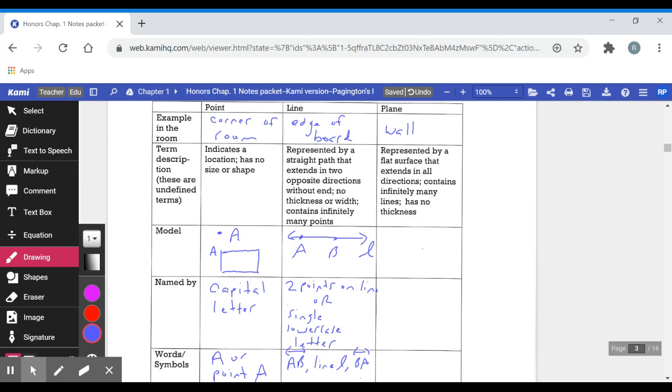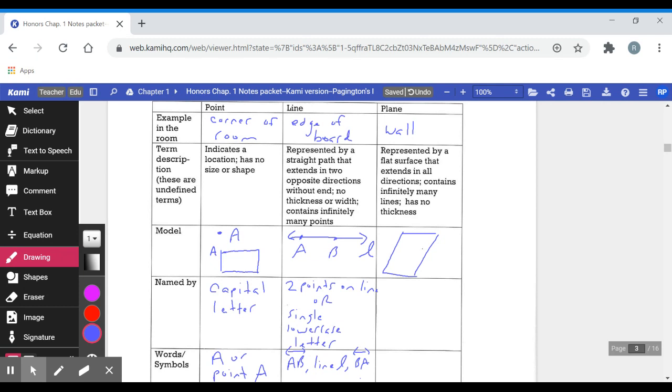In terms of that, I think with the line, people can see that those arrows mean it goes forever in both directions. For a plane, you're often going to see in the book that it's a four-sided figure. Often looks kind of like a parallelogram. But the plane technically goes forever in all four directions. So don't forget about that. And it contains infinitely many lines. So tons and tons of lines, even though they might not all be drawn, you might not actually see them.